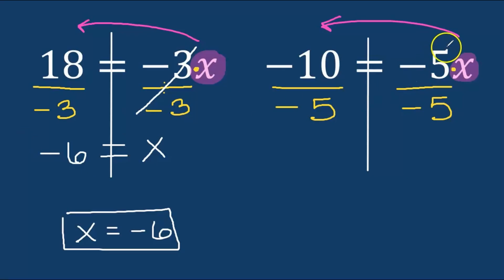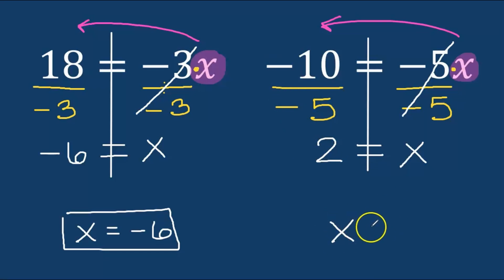-5 divided by -5 is 1. So we know we have a single x here. We know our equal sign always stays right in the middle. 10 divided by 5 is 2, and a negative divided by a negative is a positive. So our answer is x equals 2.